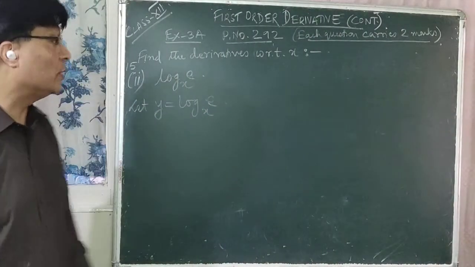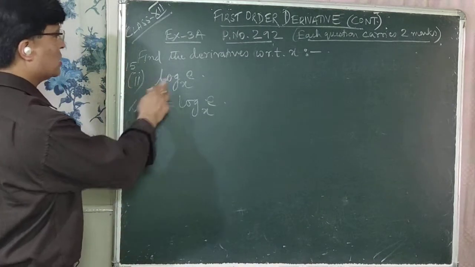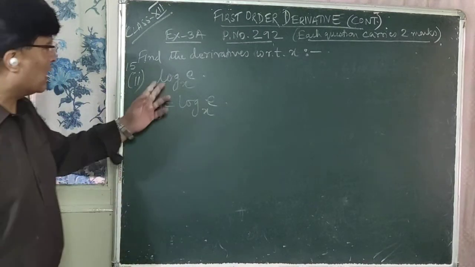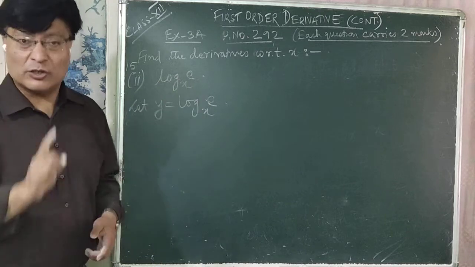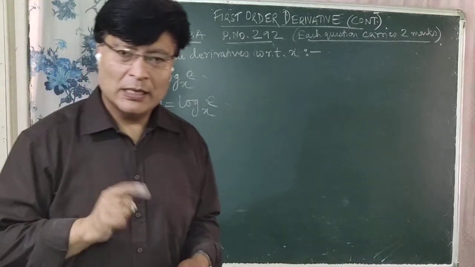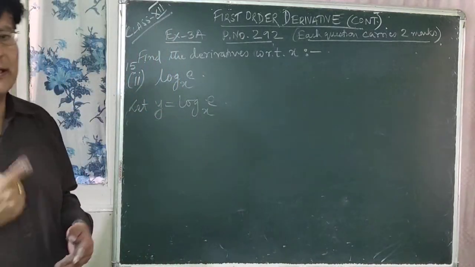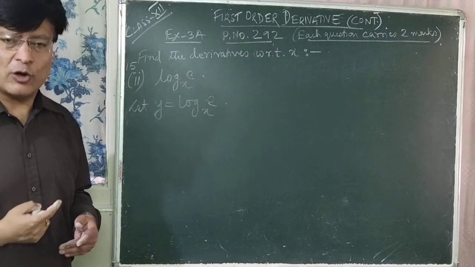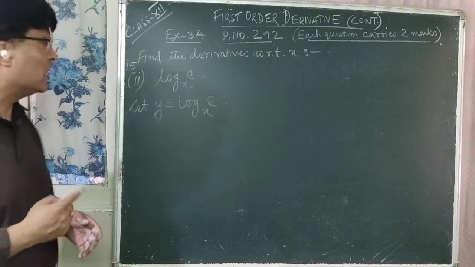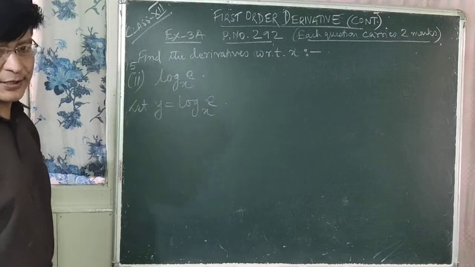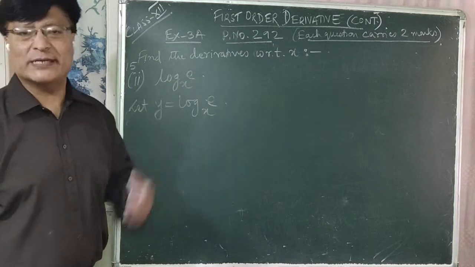Now we'll do the next question, that is 15 number 2. This is also very, very important. Now it is given log e base x but not log x base e. If it is given log x base e, you could have easily differentiated that, that is 1 upon x, but it is given log e base x. But you should make it log x base e first.